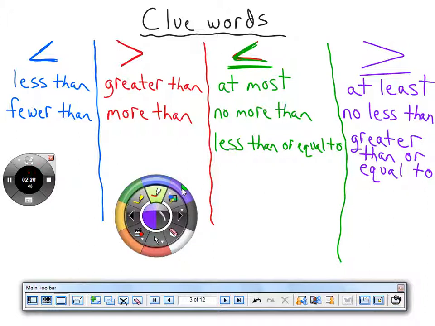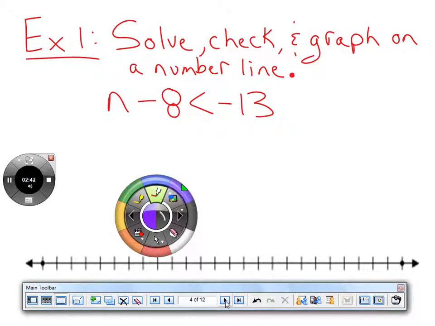This symbol here, greater than or equal to, we use this when we want to say at least, or we also use it for no less than. And then maybe the most obvious is the greater than or equal to. So it has a bar underneath it. Greater than or equal to. All right, let's get into a few examples.